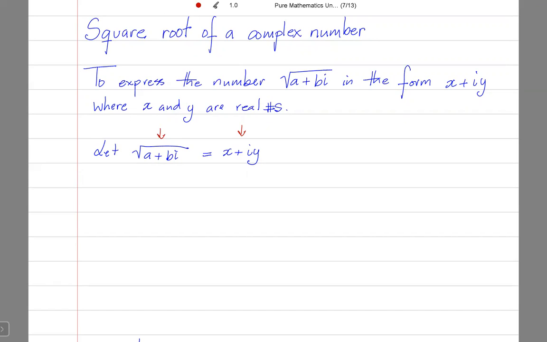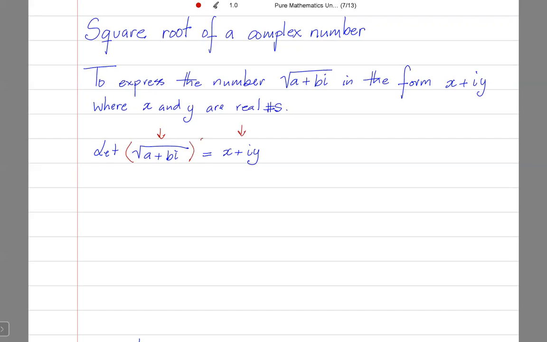Going through the lessons, we have been seeing that the real part and the imaginary part of a complex number are real numbers, because the real part does not include i, and i is the unit imaginary number. So the way you would approach this is that you would square both sides.